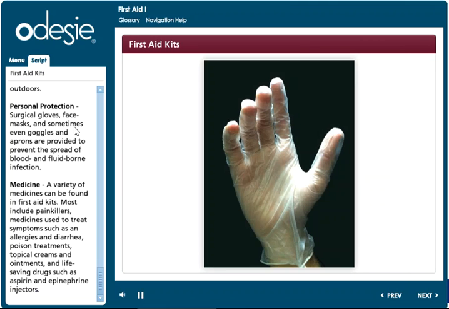Surgical gloves, face masks, and sometimes even goggles and aprons are provided to prevent the spread of blood and fluid-borne infection.